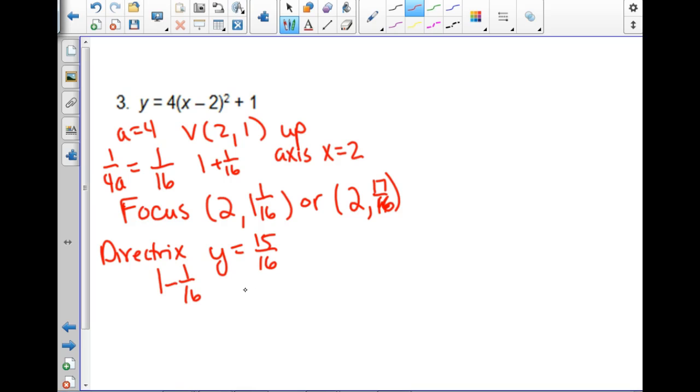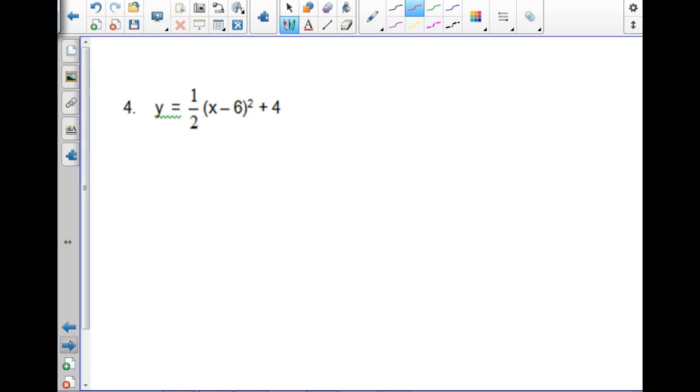A whole is 16 over 16. If you start thinking of it like that, you'll be able to do them quickly in your head too. Okay, everybody's flipping the page.